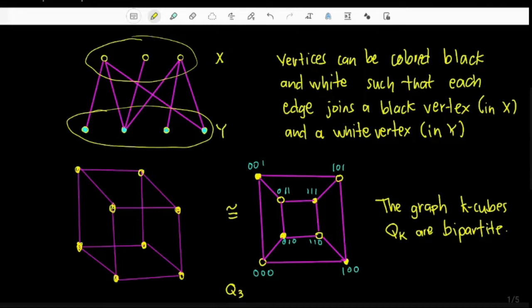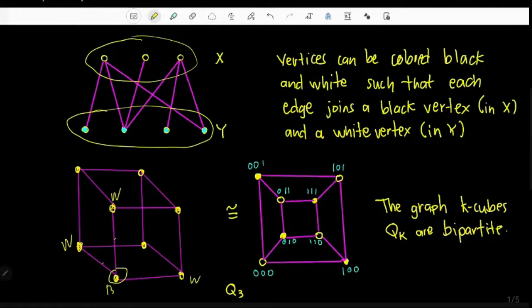Although it is not drawn in the same manner, we can color the vertices either black or white in such a way that every edge will have two different endpoints, one black and one white. Let's say we start with this point and we color it black. Then any edge incident to it must have at its other endpoint a vertex colored white. So these three edges are incident to the first vertex that we chose. So this must be colored white, and this one white.